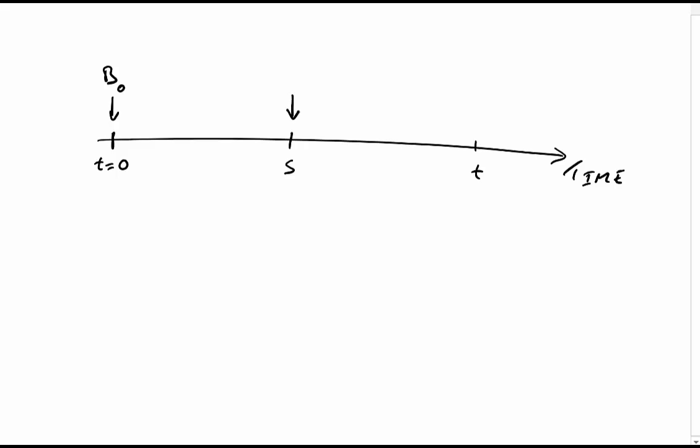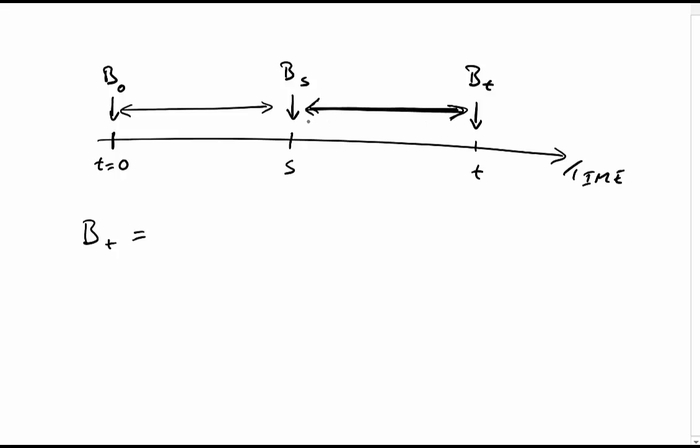Remember, at time 0, b0 should be equal to 0. So this is now bs, and this is now bt. We can come up with an identity for b of t, because b of t is going to be this time period plus this time period. So bt is going to be equal to this time period here plus this time period here. So these two time periods added together.